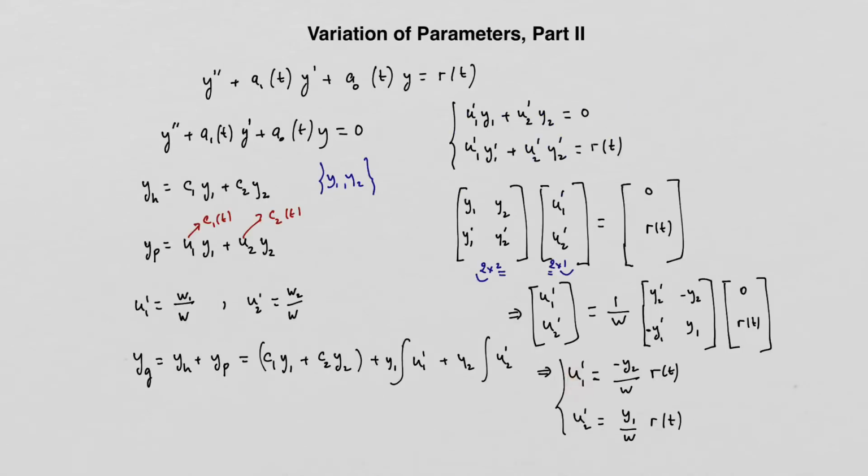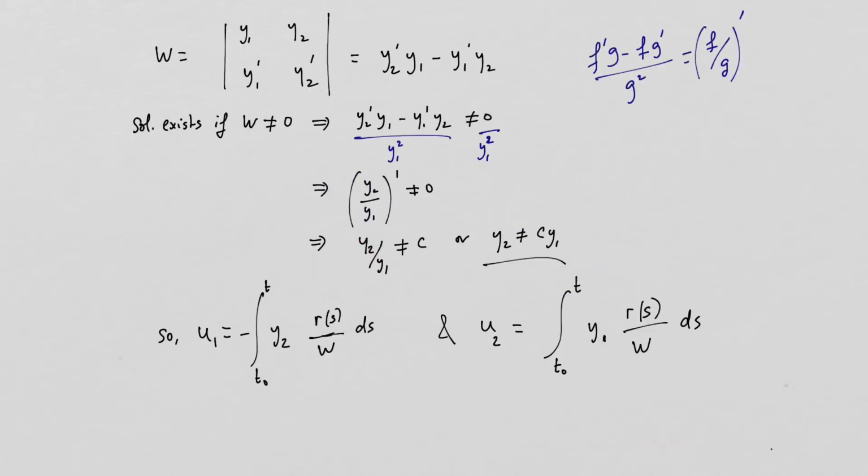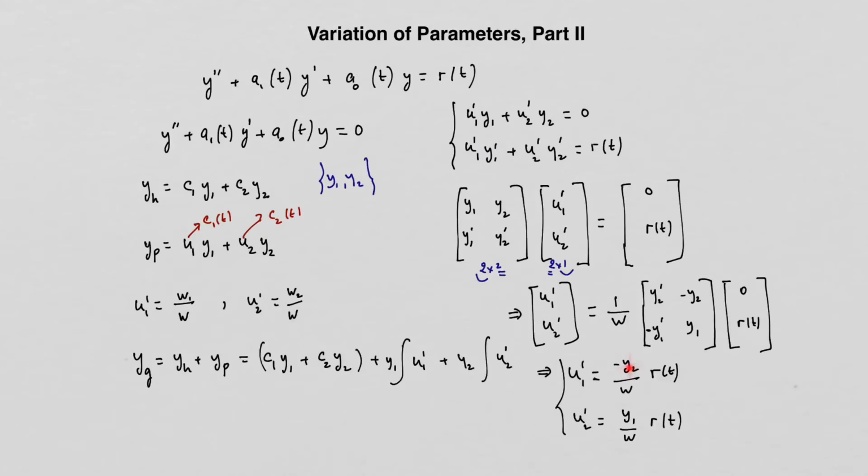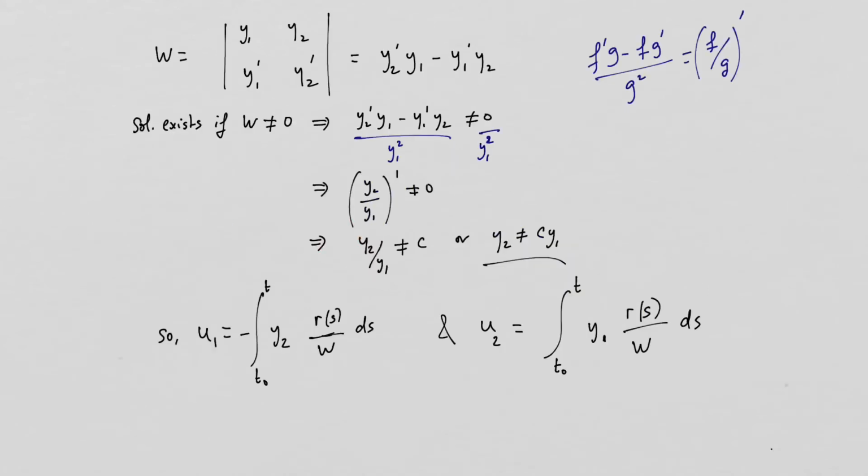So back to u1. We found u1 prime and u2 prime. I'm going to copy these, and I'm going to integrate them. And the way we write this, of course, instead of writing r of t and dt, we're going to assume t goes from some initial time t0 to some variable t. And therefore, I have to use another dummy variable. I called it s instead of t. So u1 is negative, I took the negative out, the integral of y2 divided by W times r of s. And that is your u1.